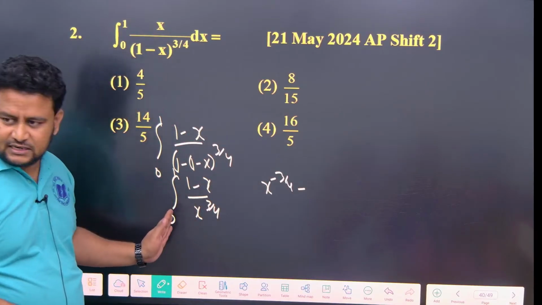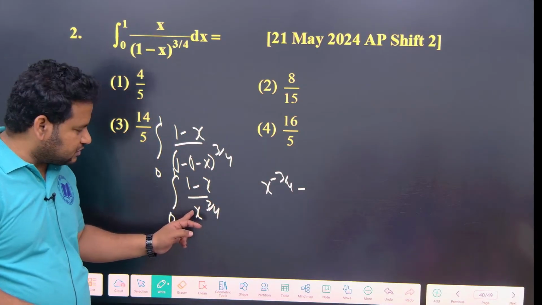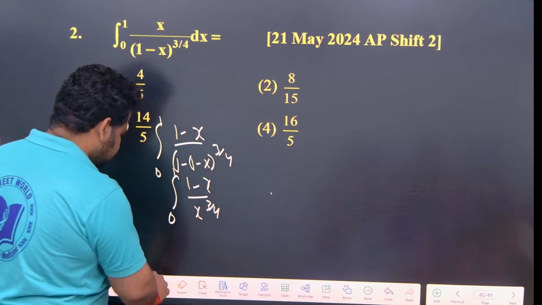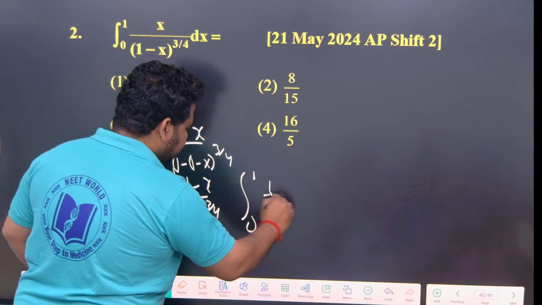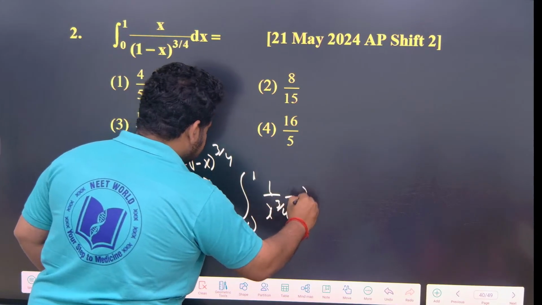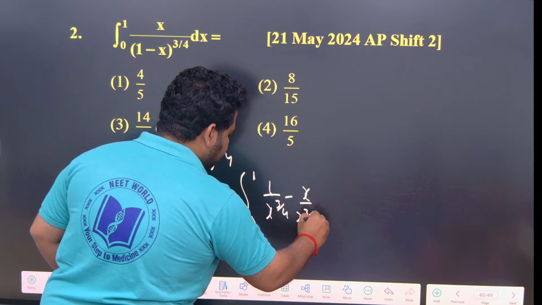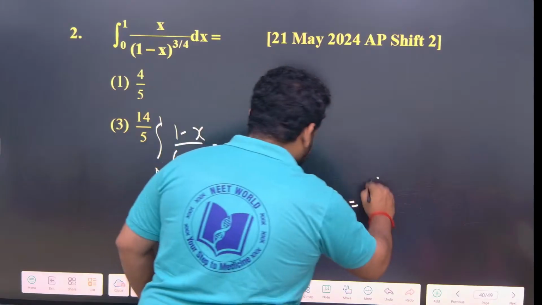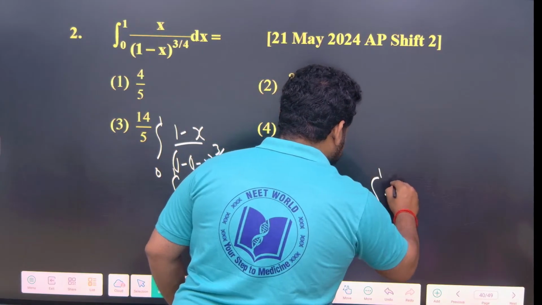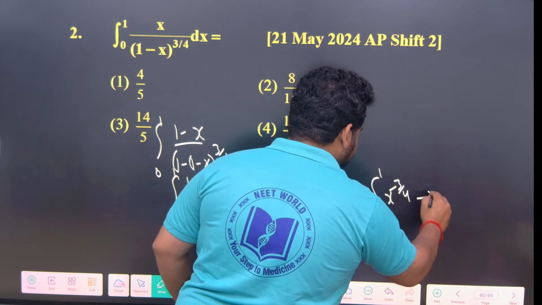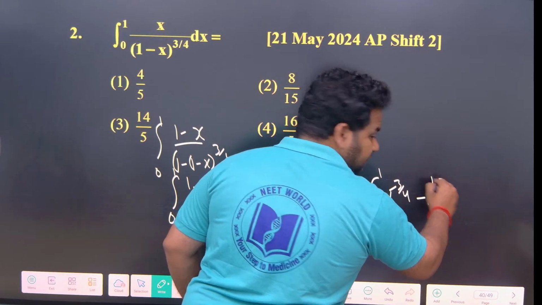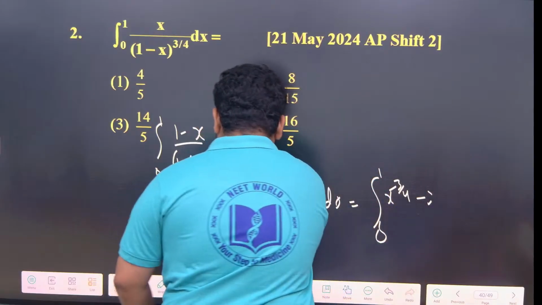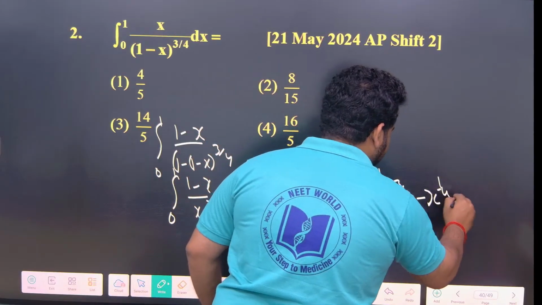See, I am separating and integrating it. See, 1 by x power 3 by 4. This I will write again. If you are having doubts, see here. 0 to 1, 1 by x power 3 by 4 minus x by x power 3 by 4 dx. If I take this up, it will become minus. So, 0 to 1 x power minus 3 by 4. This will become x power 1 minus 3 by 4, which is 1 by 4. I can write this as x power 1 by 4 dx.